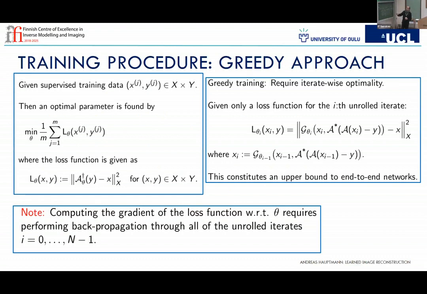So that means instead of training the whole reconstruction operator, we only train each updating network to be as close as possible to the ground truth that we have, given the output of the previous network. Of course, in terms of optimality, this is an upper bound to end-to-end training, but as we saw, it worked really nicely, and it made training 3D iterative learned reconstruction possible.